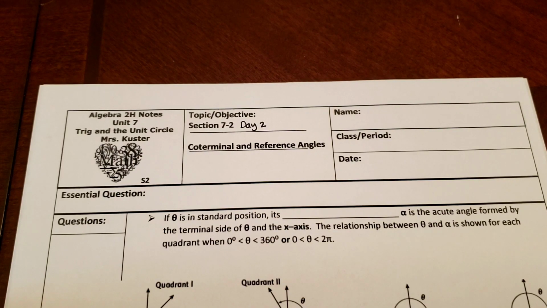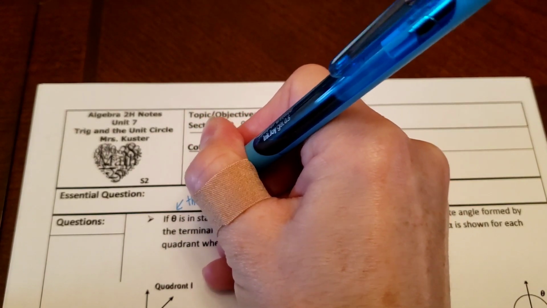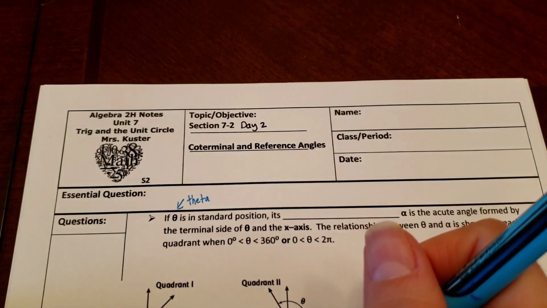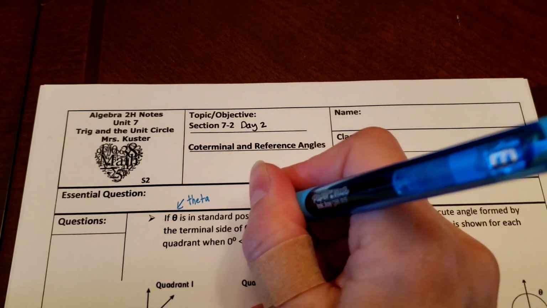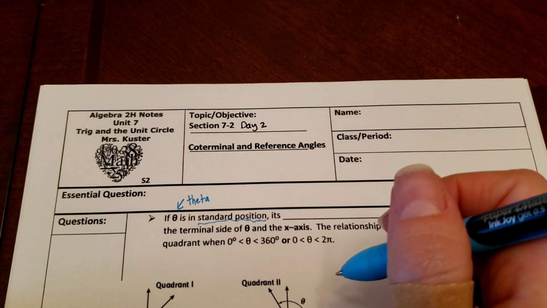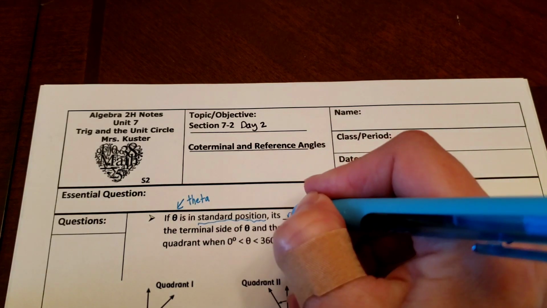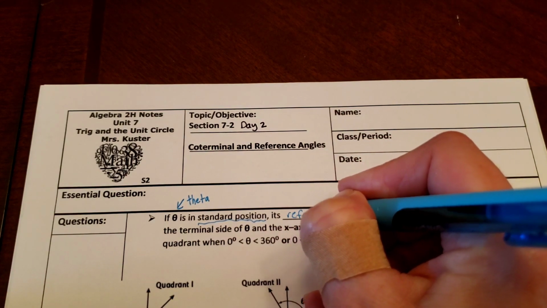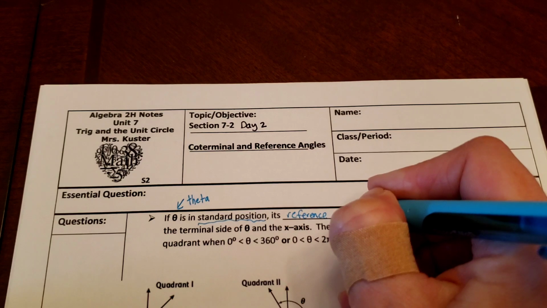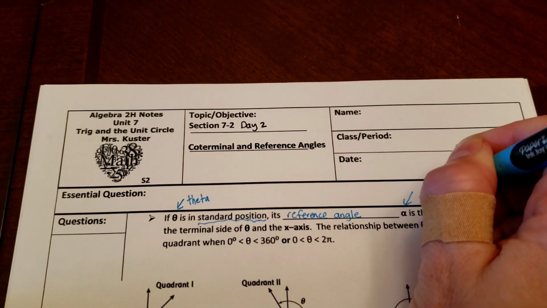All right, for the second day of this lesson, we're going to figure out what a reference angle is. If theta, the symbol we talked about yesterday that just means an unknown angle measurement, is in standard position, so we know the initial side is on the positive x-axis and the terminal side is somewhere, its reference angle is called alpha.